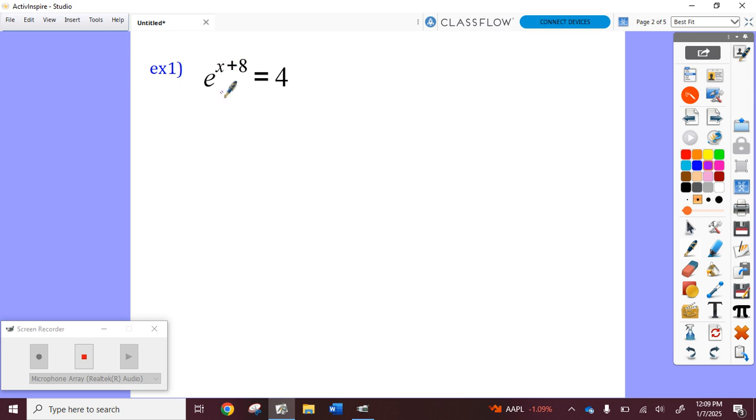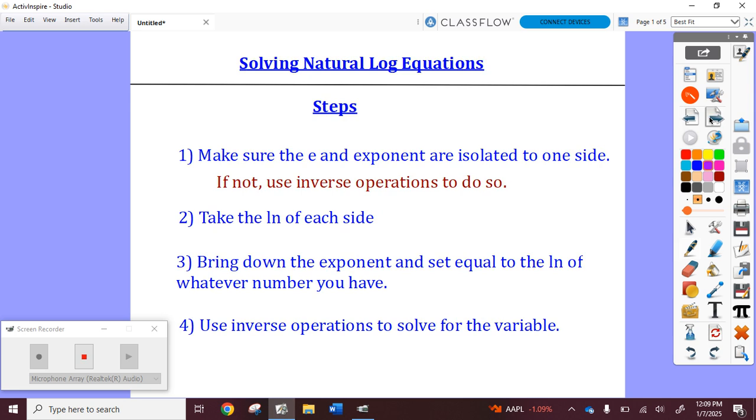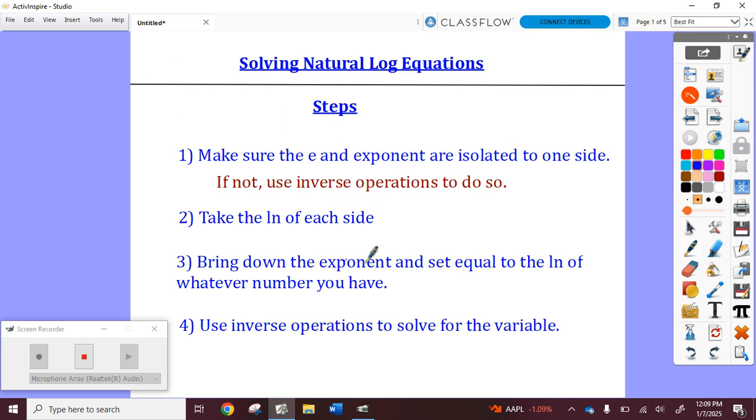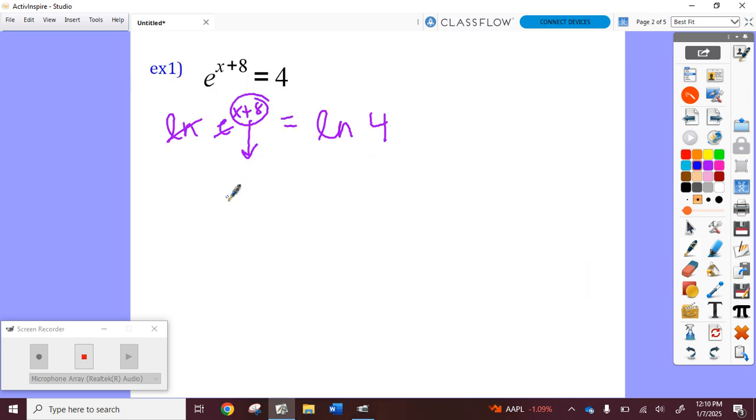So now we're going to go to step 2, and it says take the natural log of each side. So it's going to look like this: ln of e to the x plus 8 equals ln of 4. So this will cancel out the e, and all of this is what I'm going to bring down on the next line. That's what I mean by step 3. Bring down the equal sign and set it equal to the natural log of whatever's given. So ln of 4. Okay?